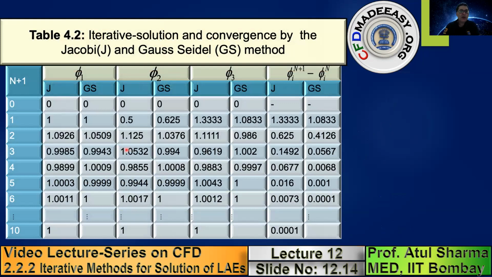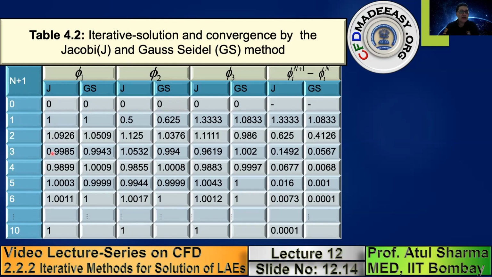Now, if you develop a computer program for the iterative solution of the equations which I have mentioned, and solve it, this corresponds to table 4.2 in the companion book, where the iterative solution and convergence by Jacobi and Gauss-Seidel method is presented. The first column represents the iterative values. This is the initial guess, which has been taken as phi1, phi2, phi3 equal to 0. This is the first iterative value, second iterative value, and so on. I had already mentioned that the exact solution is 1.